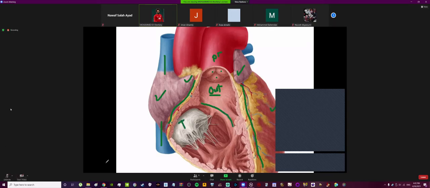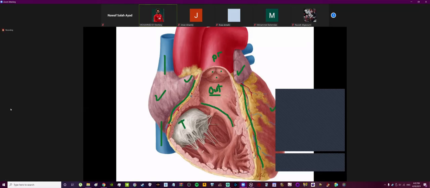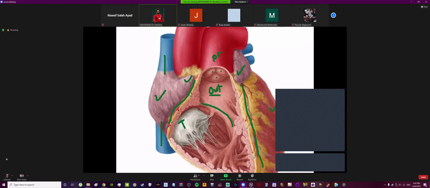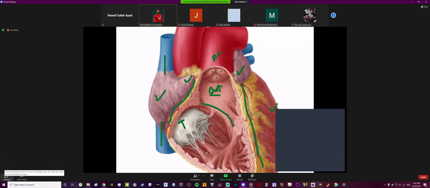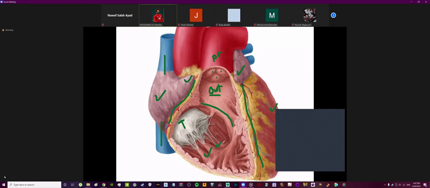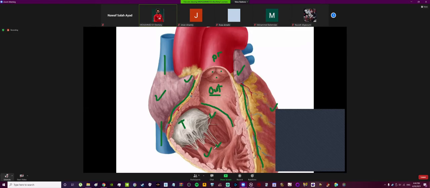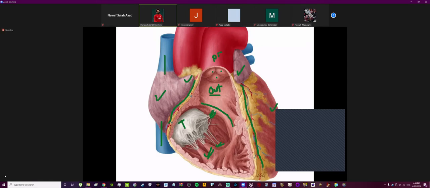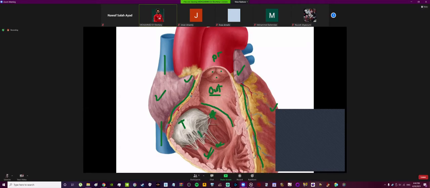This is the tricuspid valve. We have what is called the papillary muscles. This is the anterior papillary muscle, then the posterior papillary muscle, and the septal papillary muscle. Again: anterior, posterior, and septal papillary muscles. The fibers between the papillary muscle and the cusp are named chordae tendineae.